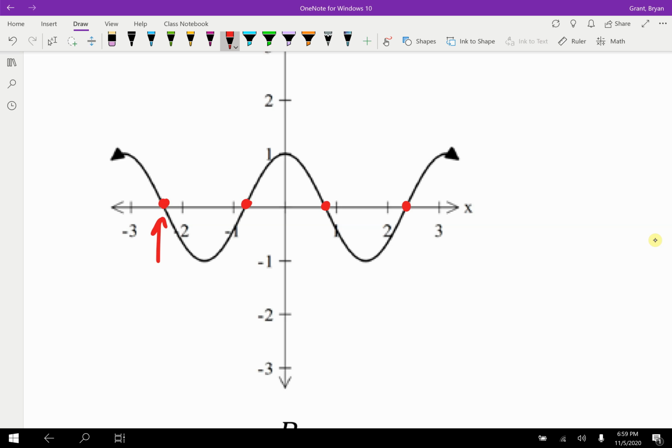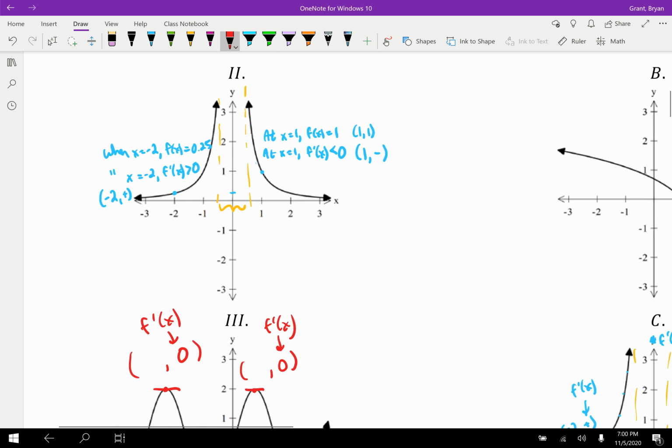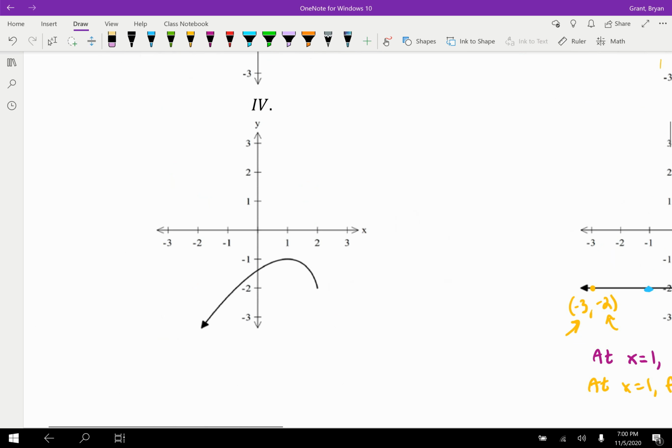This point, a little bit smaller than 2, a little bit bigger than negative 3. Maybe we'll call it negative 2.4, comma, 0. So what does that tell me? That means on f of x, on the original graph, when x is negative 2.4, the slope is 0. If I jump back to this, is this coordinate approximately negative 2.4? It is. And does that point have an approximate slope of 0? It does. The same logic, of course, goes with the rest of those.